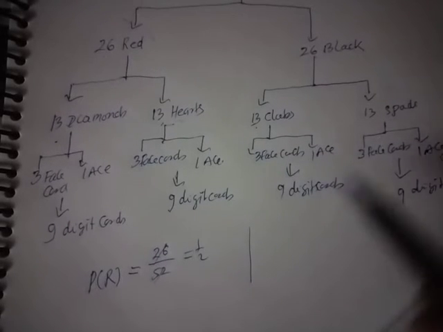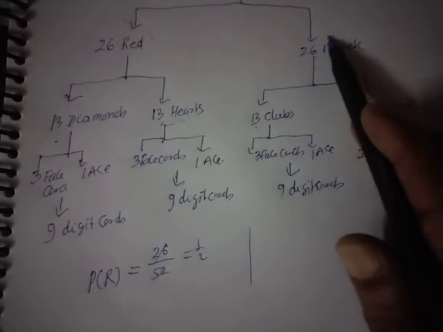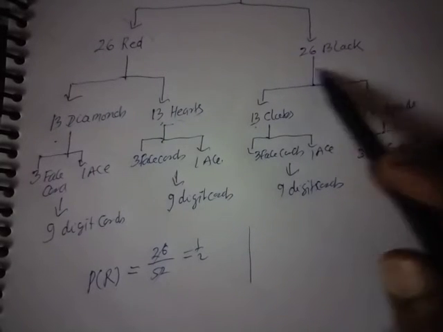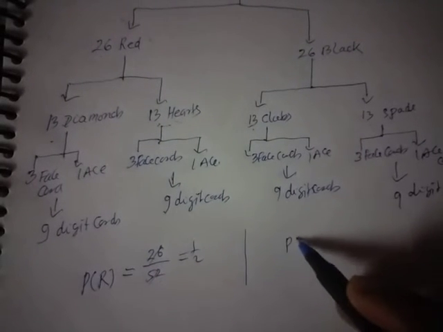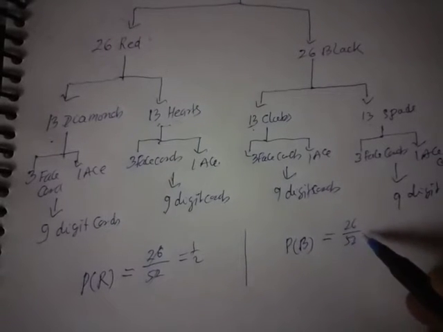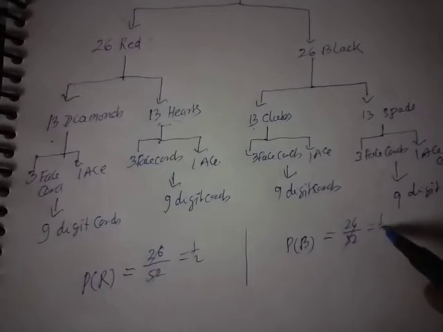Okay. Now you have to find out only the probability of a black card. So black cards out of 52 are 26. So the probability of a black card is 26 upon 52, 1 by 2.